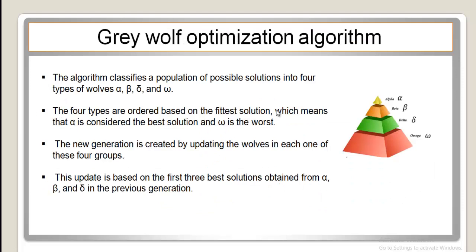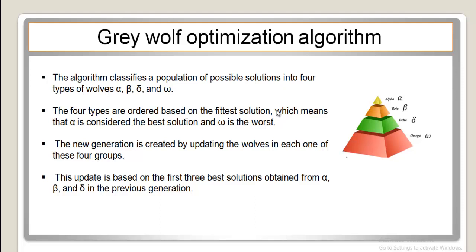The algorithm begins by classifying a set of potential solutions into four groups according to the hierarchy of wolves, as we say: the alpha, beta, delta, and omega. These groups are ranked based on the fitness of the solution. The fitness is a measure of how good a solution is in the context of our optimization problem. The alpha wolves hold the fittest solution, followed by beta and delta, with omega containing the least fit.